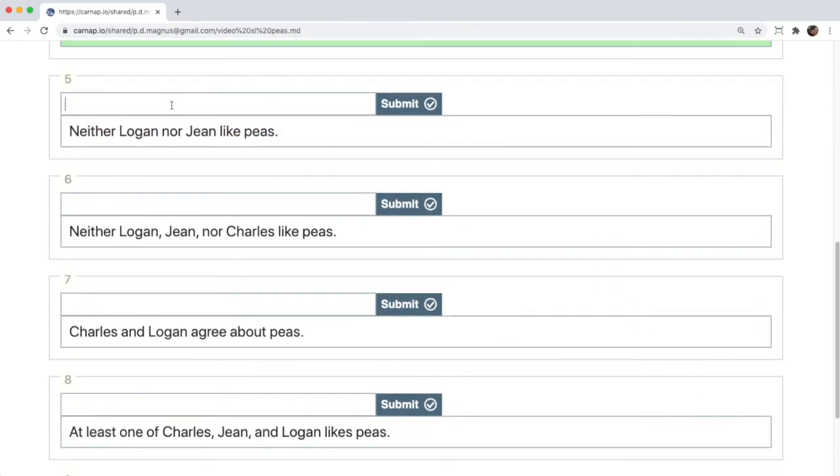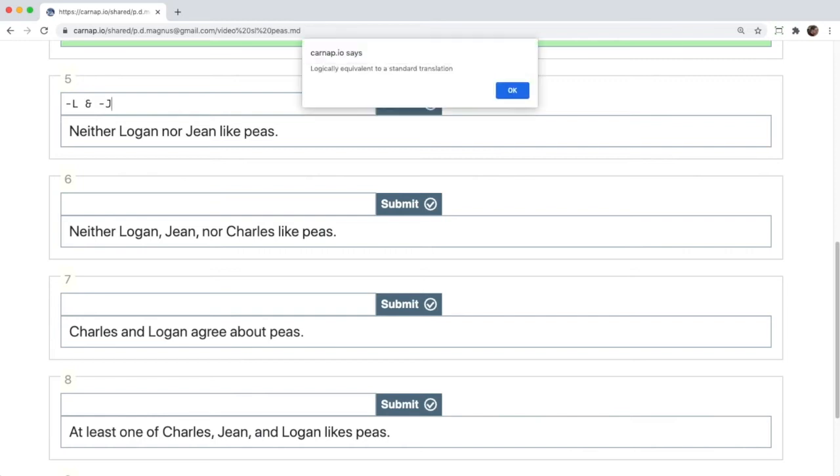Now, number 5, neither Logan nor Jean likes peas. One way to think about this is, well, it's not the case that Logan does, and it's also not the case that Jean does. So we do it this way. Not L and not J. Carnap says this slightly strange thing. That's logically equivalent to a standard translation. That means it's a right answer.